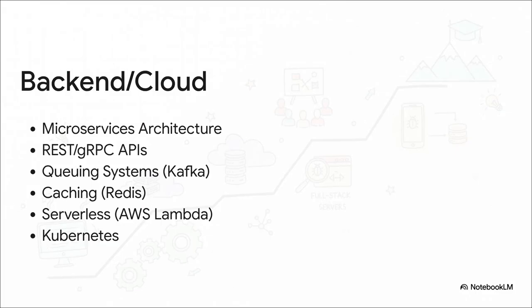So if you go down the backend path, you're essentially building the guts of the operation. That means working with things like microservices, designing APIs, and using incredibly powerful tools. You'll be using systems like Kafka to handle giant streams of data, and Kubernetes to manage it all at scale.